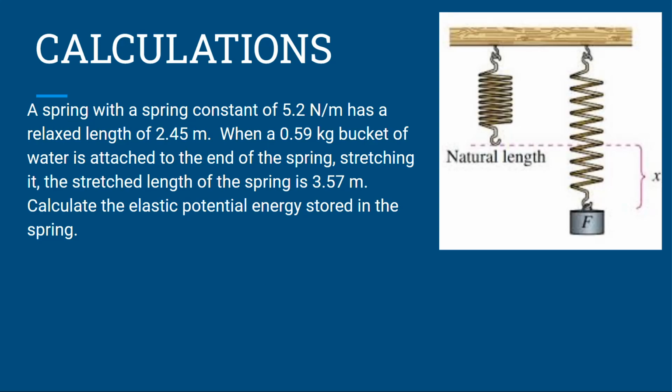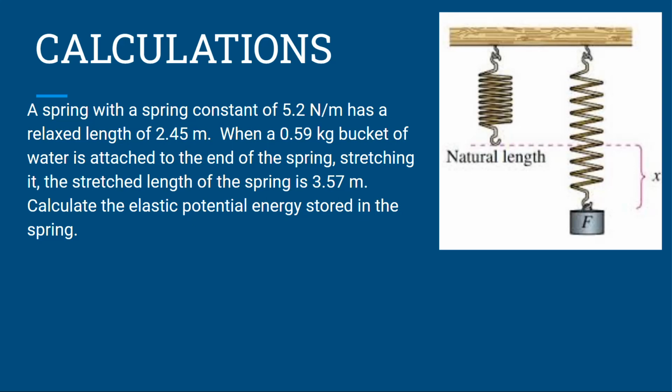All right, let's try an example calculation. And guys, I would recommend that you write this one down. The kinetic energy stuff wasn't really new, maybe you didn't have to copy that one, but this is new, so I would make a note. It says a spring with a spring constant of 5.2 newtons per meter has a relaxed length of 2.45 meters. When a 0.59 kilogram bucket of water is attached to the end of the spring, stretching it, the stretched length of the spring is 3.57 meters. Calculate the elastic potential energy stored in the spring.